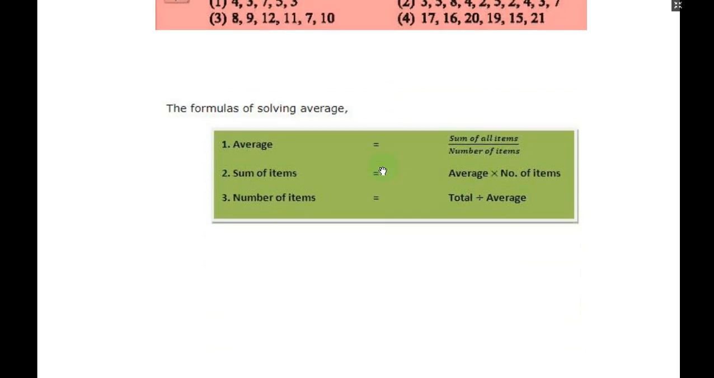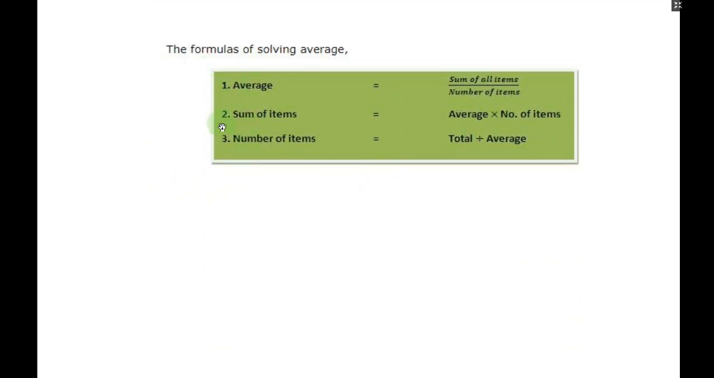So the summary of today's class: we have learned 3 formulas. One is average, the sum of all items divided by the number of items. If you know the average and the number of items, you can find the sum of items by multiplying average by number of items. And if you know the total sum and the average, you can find the number of items. So total sum divided by average is equal to the number of items.